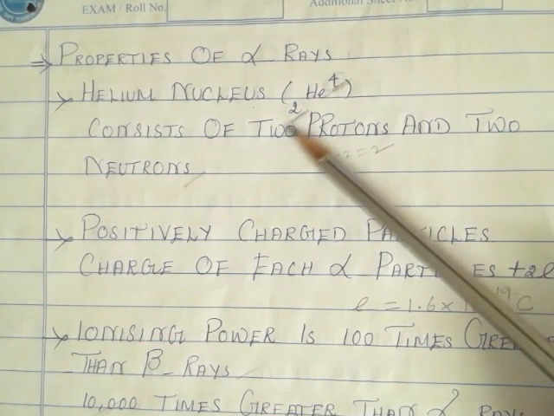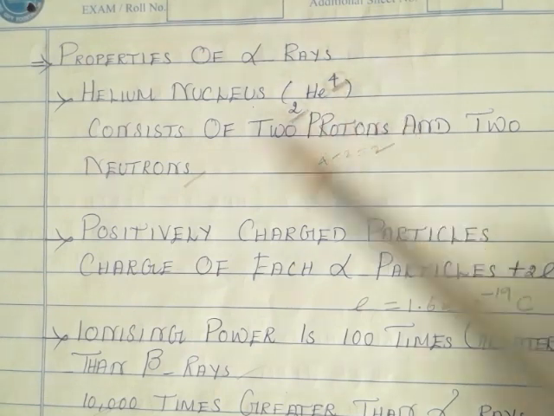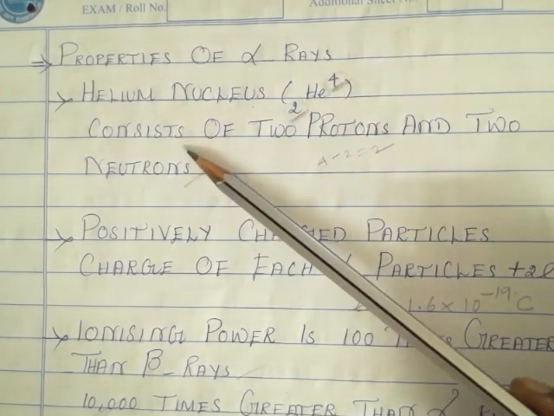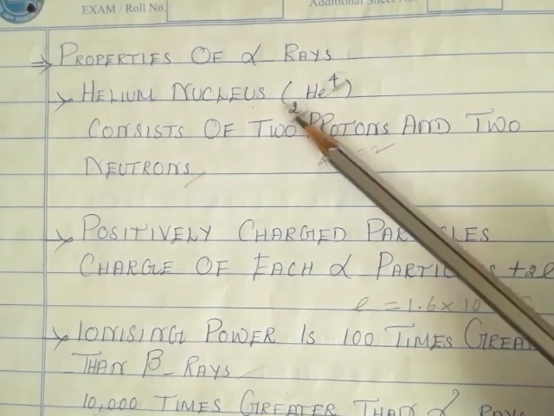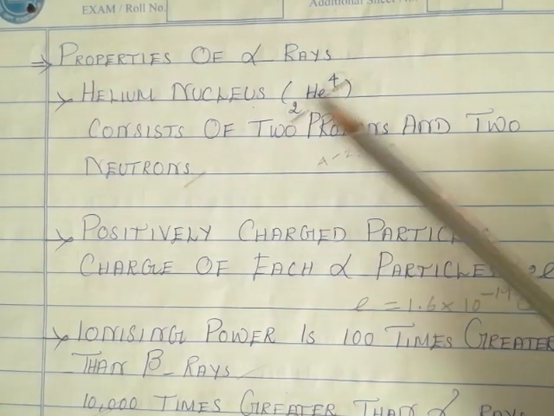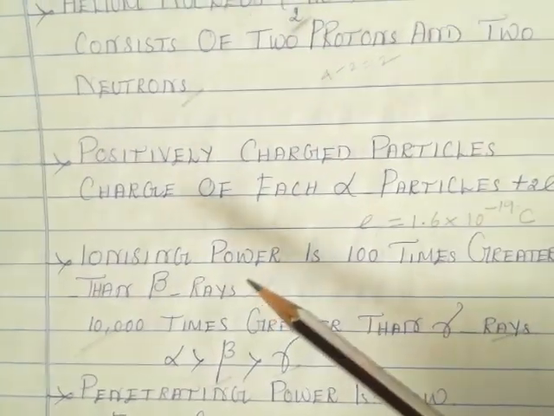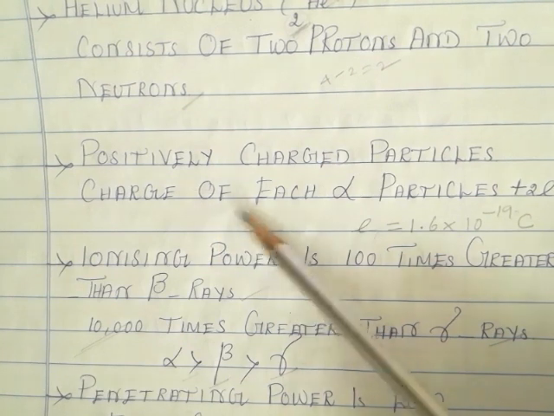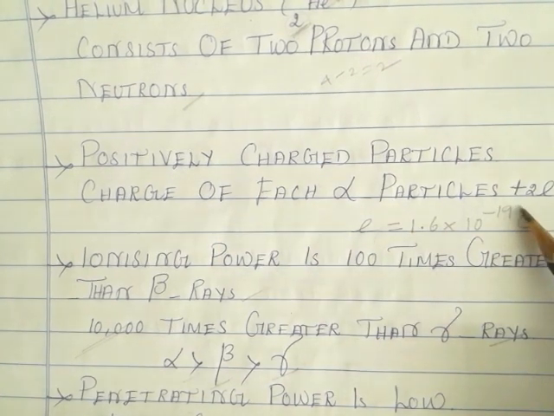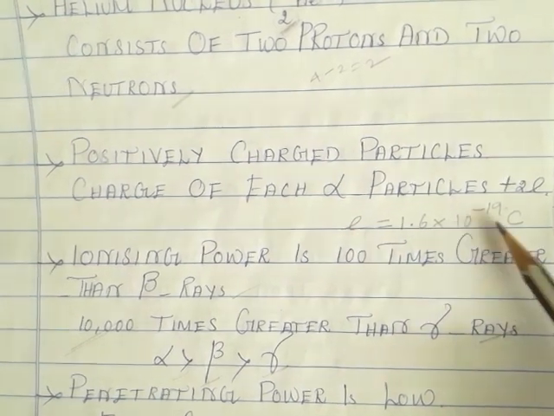Here 2 represents the atomic number and 4 represents the mass number. This helium nucleus consists of 2 protons, represented by the atomic number, and has 2 neutrons that are included in this mass number. Alpha rays are positively charged particles. The charge of each alpha particle is plus 2e. The value of e is equal to 1.6 into 10 power minus 19 coulomb.